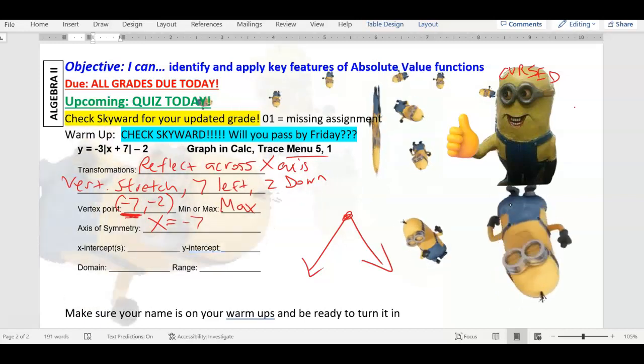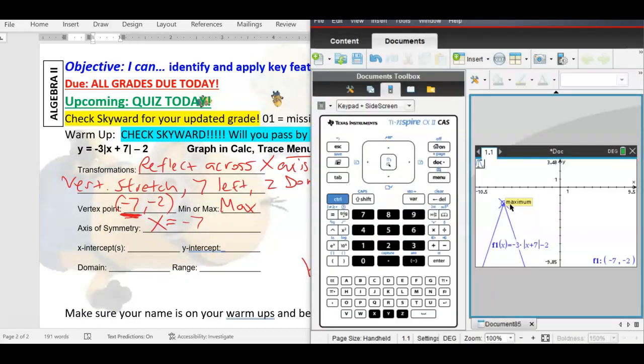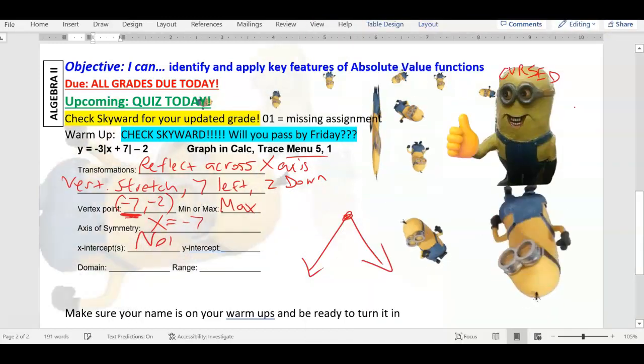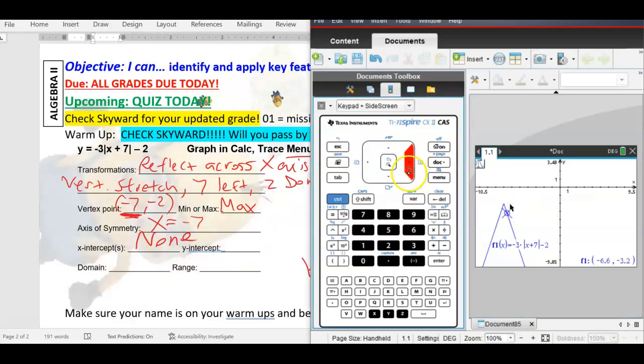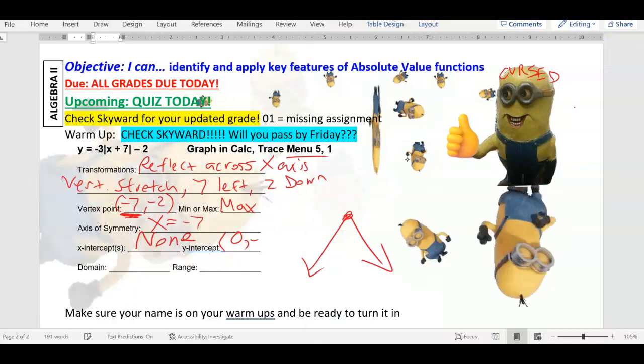Now, what about the x-intercepts? Look at this graph. Where does it cross the x-axis? Nowhere. It does not cross. So please don't write 0. 0 would mean it would cross at 0. Okay. If it's none, you put none. Not infinity. And then for y-intercept, we already got it, but just for the YouTube audience, y-intercept is 0, -23.